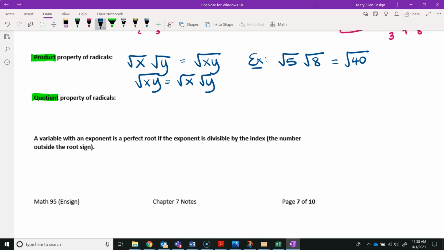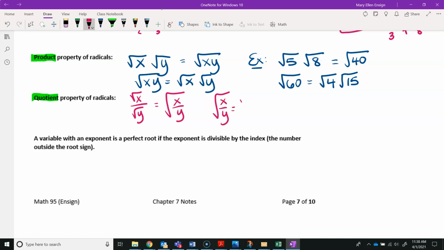Or if I have the square root of, let's say, 60, okay, I can split that up into any two factors that multiply to be 60. And we'll use this again. You'll see why we use this in a few minutes. Quotient property, same idea, but for division. So if I have two separate radicals being divided, I can put them under one radical sign. I can also go the other way. I can start out like this and break it up.